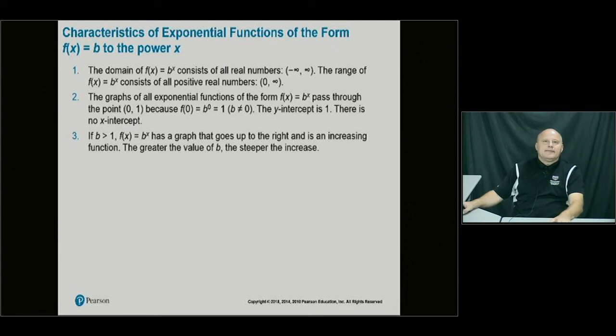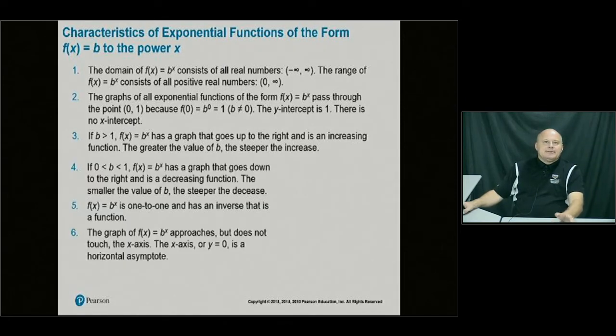So, all right. Next one, if b is between 0 and 1, like 1/2 or 1/3, okay, then f of x equals b to the x has a graph that goes down to the right and is a decreasing function. And the smaller the value of b, the closer to 0 it is, the steeper the decrease. Okay, so if you have like 1/2 raised to the x power, then that one's going to look like going down, but there's still a horizontal asymptote on the positive x-axis. Okay, so that one's going to look like a forward L.